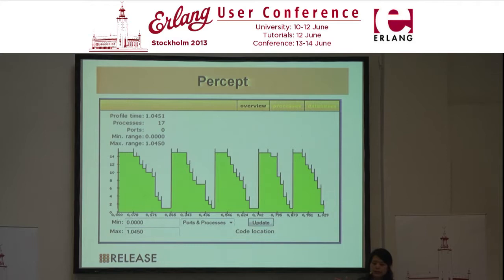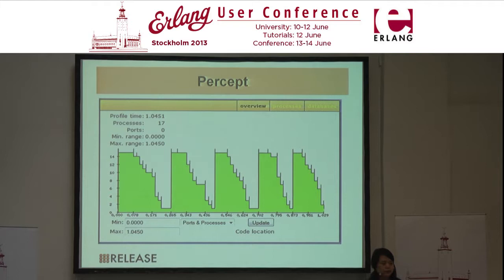Here's what you get if you trace your program, analyze the data, and then start the web server: Percept's web page interface. What you see here is that the horizontal x axis is time, and the y axis is the number of active processes, which gives you an overview of how many processes are active at any time of the execution. Active means the process is runnable. It doesn't mean it's running, but it means it's runnable and not blocked.